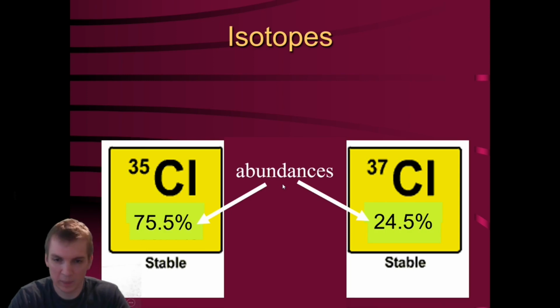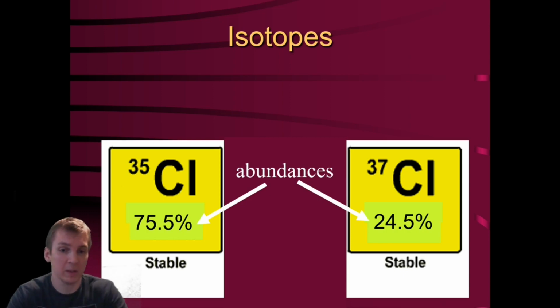And when I did the percentages and I did the calculations, I found that 75.5% of all the chlorine in the world weighed 35. And the remainder of it, the 24.5%, weighed 37. Okay? And what I want to do is report a mass on the periodic table. I want to put a number on the periodic table that tells me what is the average mass of chlorine.